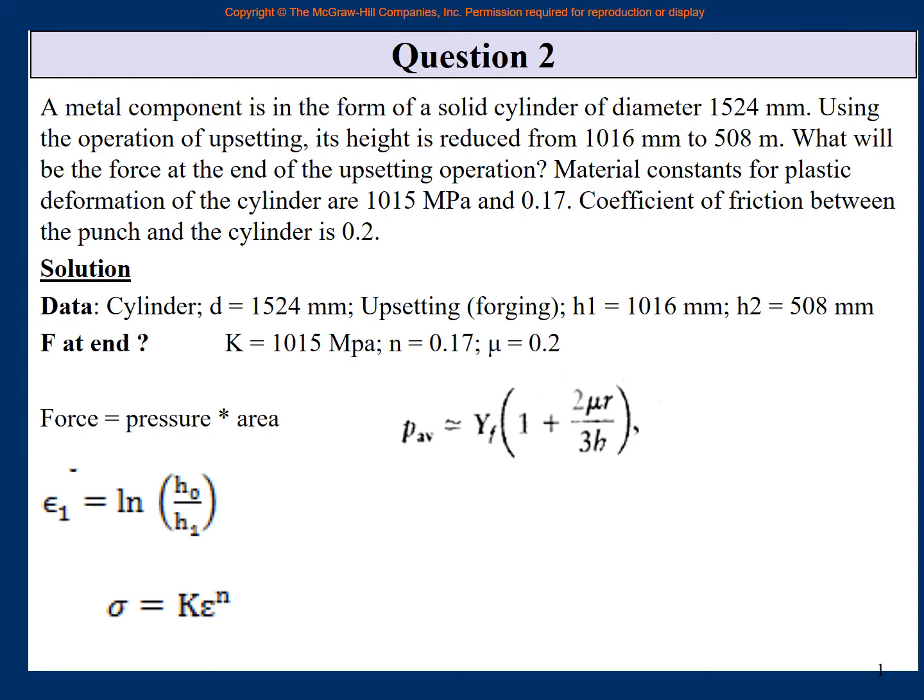We know that constant volume: initial area into initial height equals final area into final height. This is the standard method of finding any unknown areas or dias and so on, right? So we told you that the area will be the area at the end because they are finding what is the force at the end, and the height here will be the height at the end. The radius will be the radius at the end.